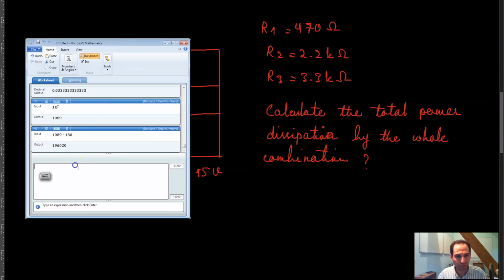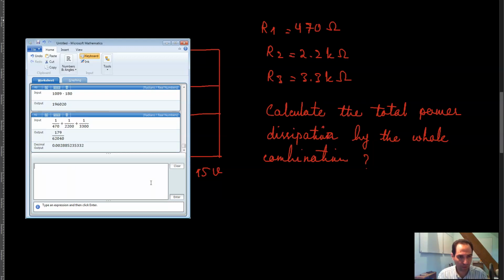So suppose that you have 1 over 470 ohm plus 1 over 2200 ohm plus 1 over 3300 ohm. That's the same thing as this number divided by this number. Now I have to take the reciprocal of this, which is 62040, and divide that by 179. That gives me 346.